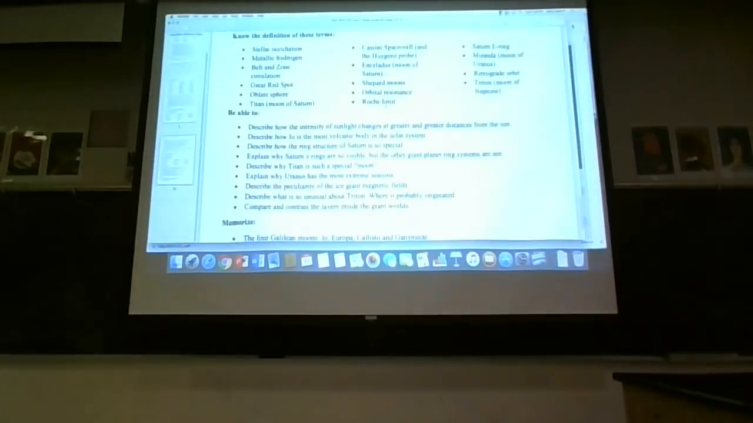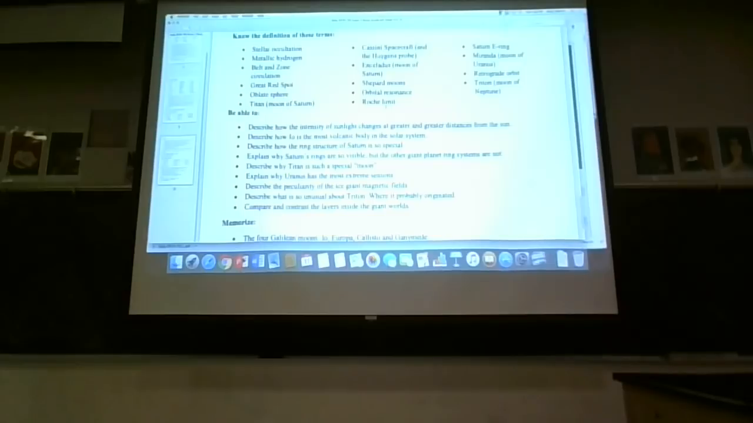Okay, so we've covered the terms on the study guide. Let's look at the be able to. Describe how the intensity of sunlight changes at greater and greater distances from the sun. And we know what this is called. This is called the 1 over distance squared. What's the term for that? Inverse square law. Okay, there we go. And so the further away you go from the sun, the weaker the sunlight is.